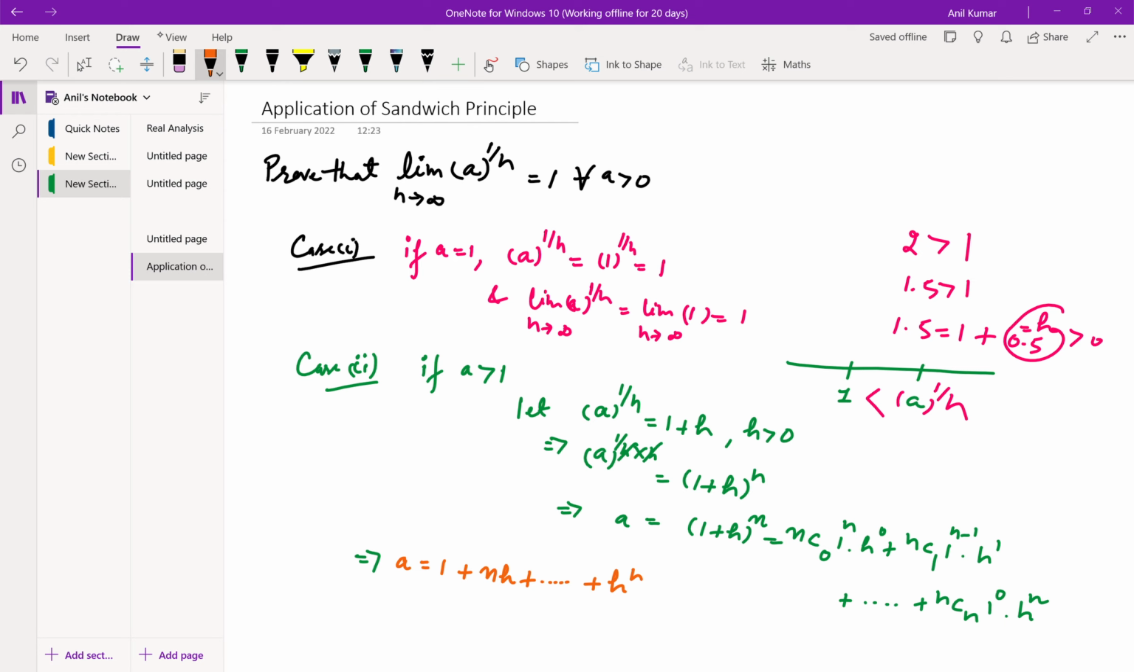So obviously this expansion will be greater than or equal to 1 plus n times h, right? भाई ये हमारे पास n टर्म्स का सम है और सारी टर्म्स पॉजिटिव हैं, n is positive, h is positive and a is equal to the sum of these n terms. तो ये सम ऑफ n टर्म्स इन दोनों टर्म्स के सम से ग्रेटर होगी या फिर इक्वल होगी। This sum is always greater than or equal to 1 plus nh.